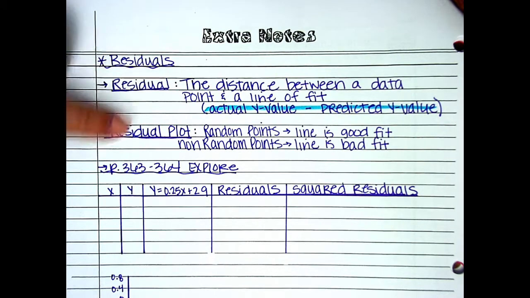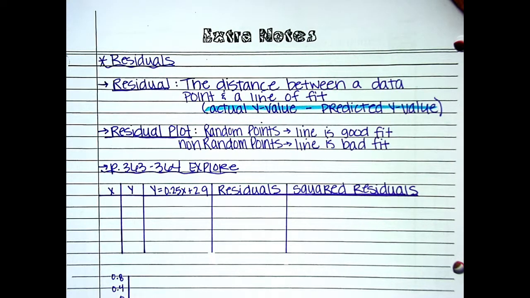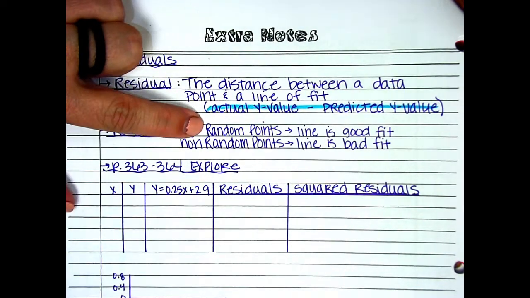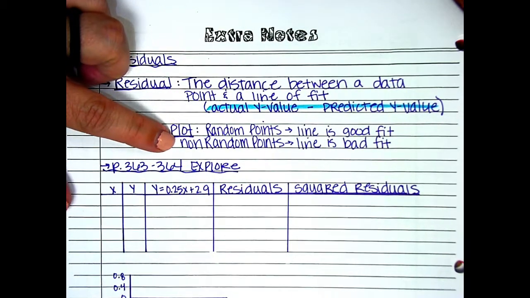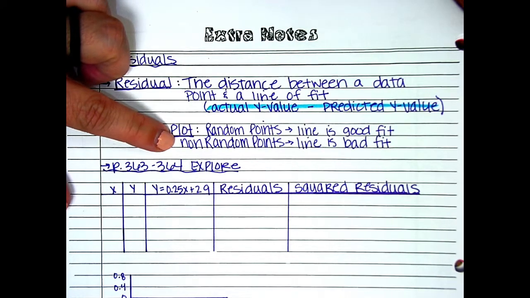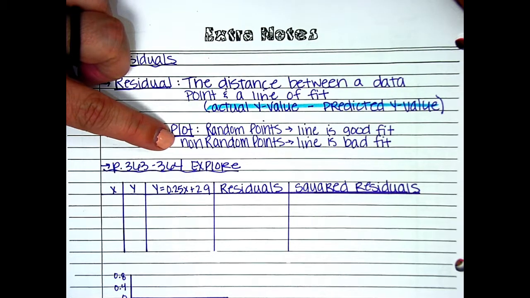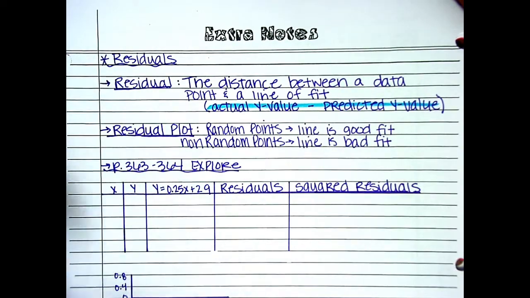When we do a residual plot, that's a plot of the residual points. If they're random, the line is a good fit. And if they're non-random, the line is a bad fit. When they're non-random, they usually make a curvy pattern, but you will clearly see that it's a pattern.